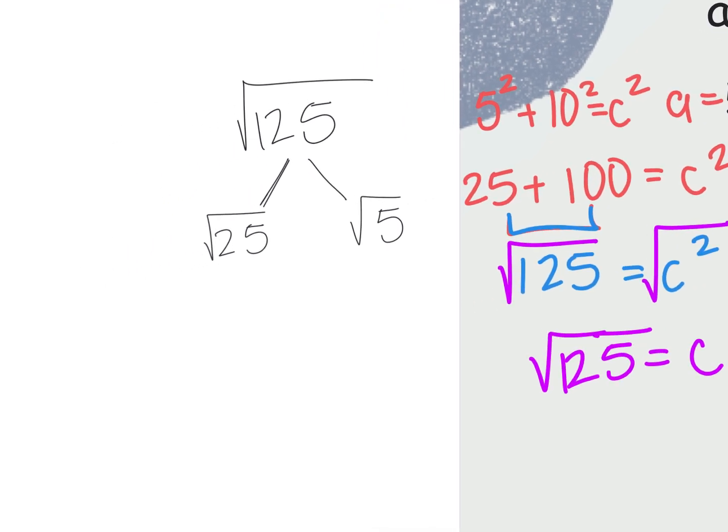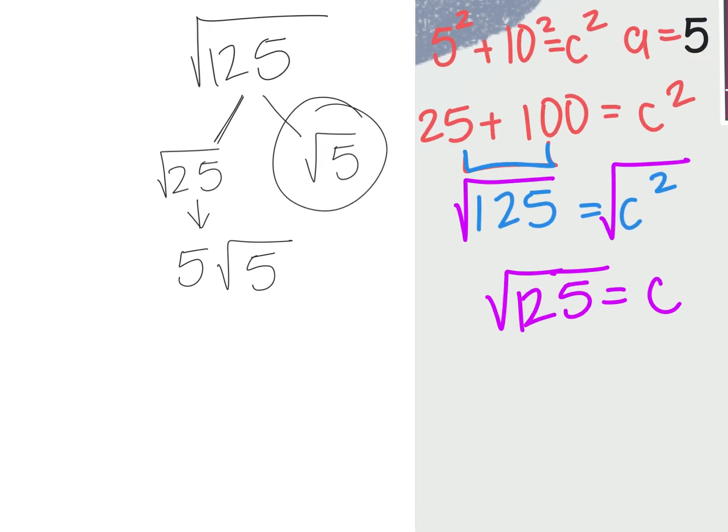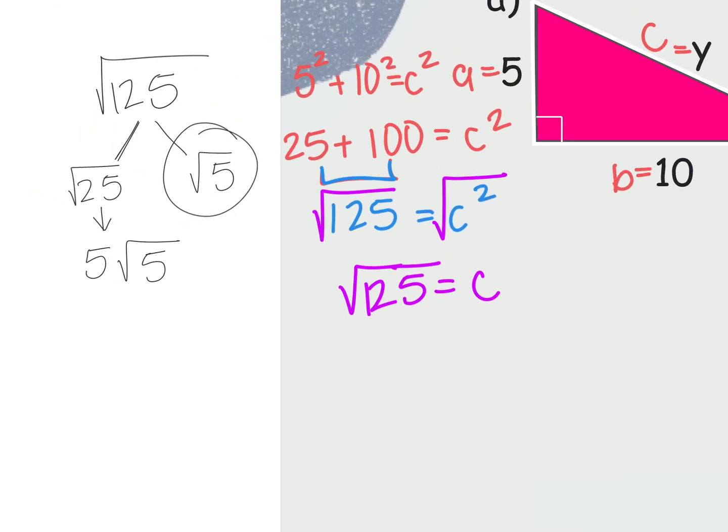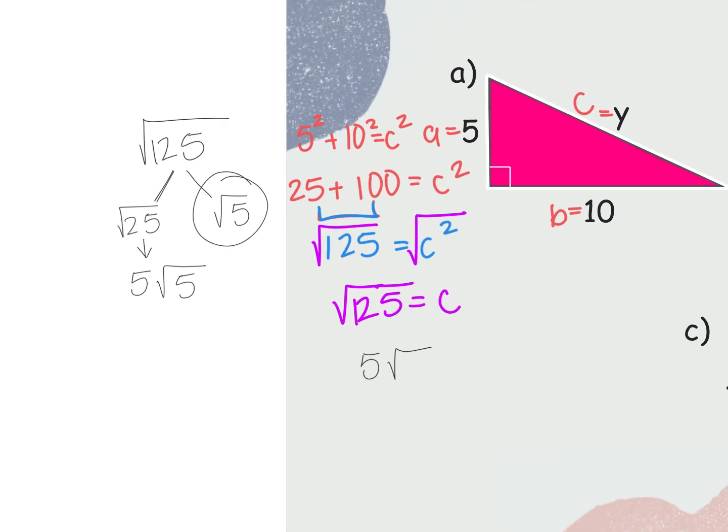25 is a perfect root. So what's the square root of 25? All right, yes, it is 5. So I'm just going to leave a 5 there because I'm taking it out of the root. Is this a perfect root? No, so I'm leaving it how it is. So my answer for this, if it asks to simplify my radical, my answer would be 5 radical 5 is C.